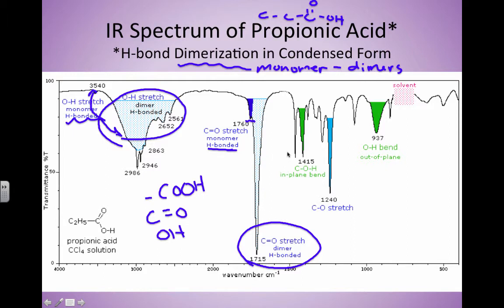So this is how we might use infrared spectra. We look at the types of functional groups in organic molecules, and we can detect which ones are present.